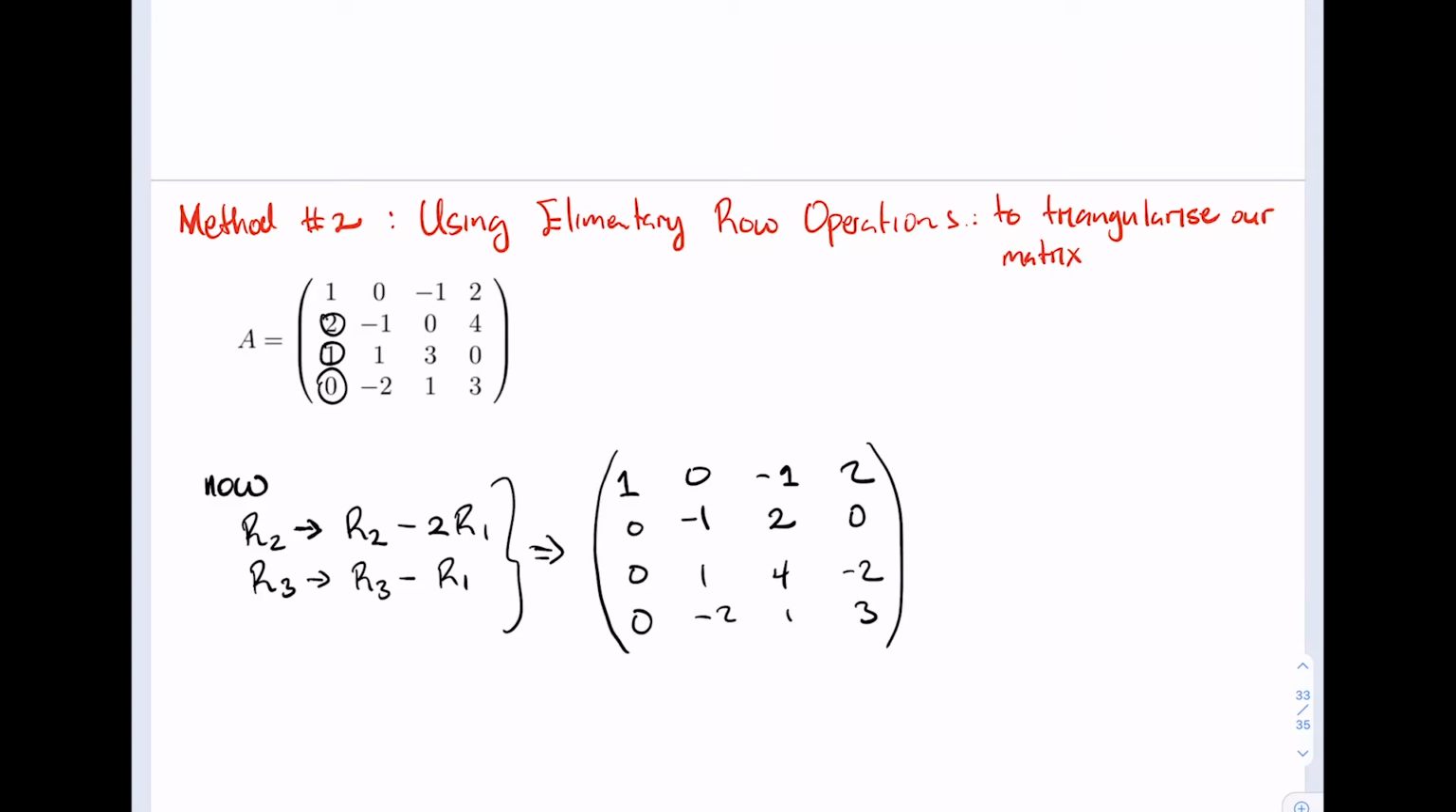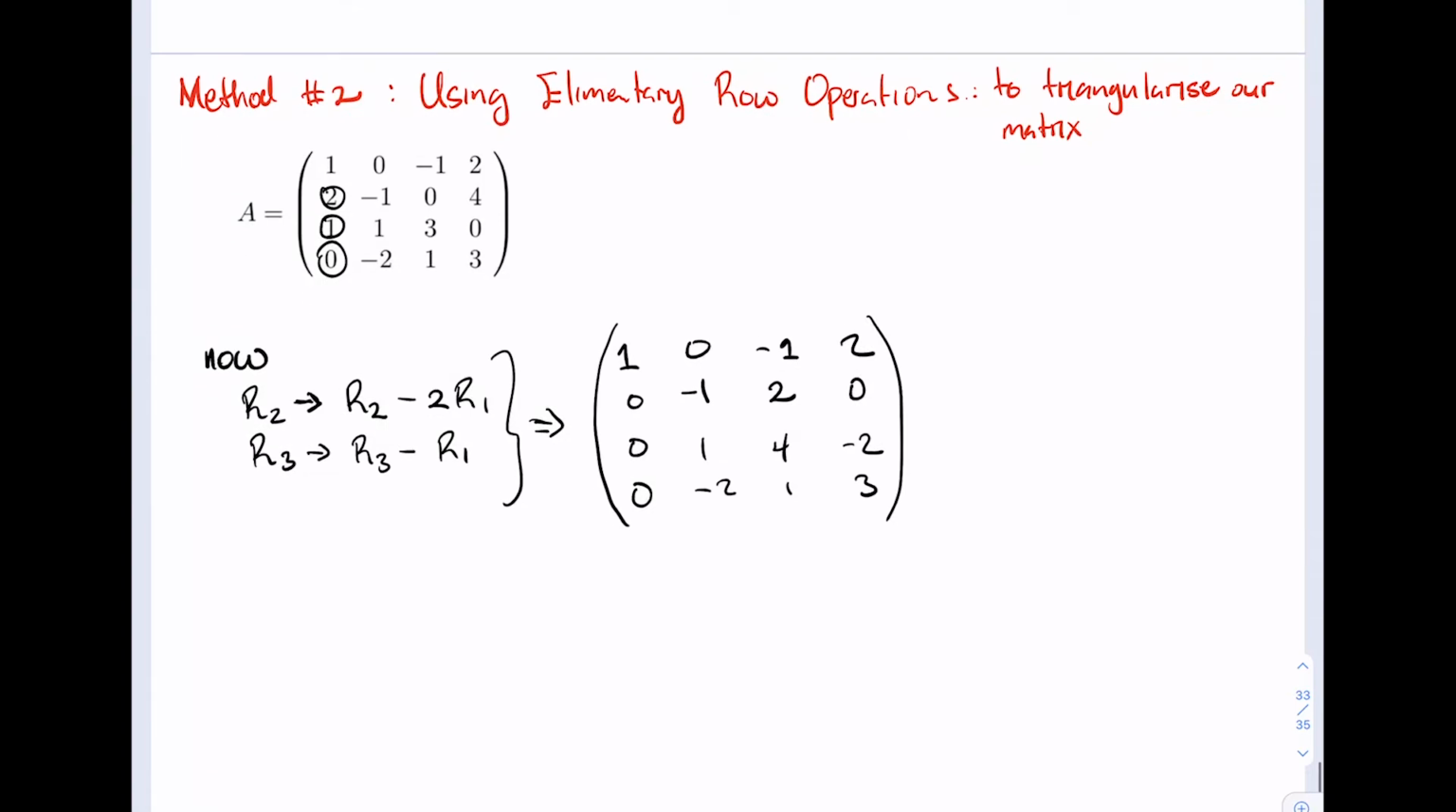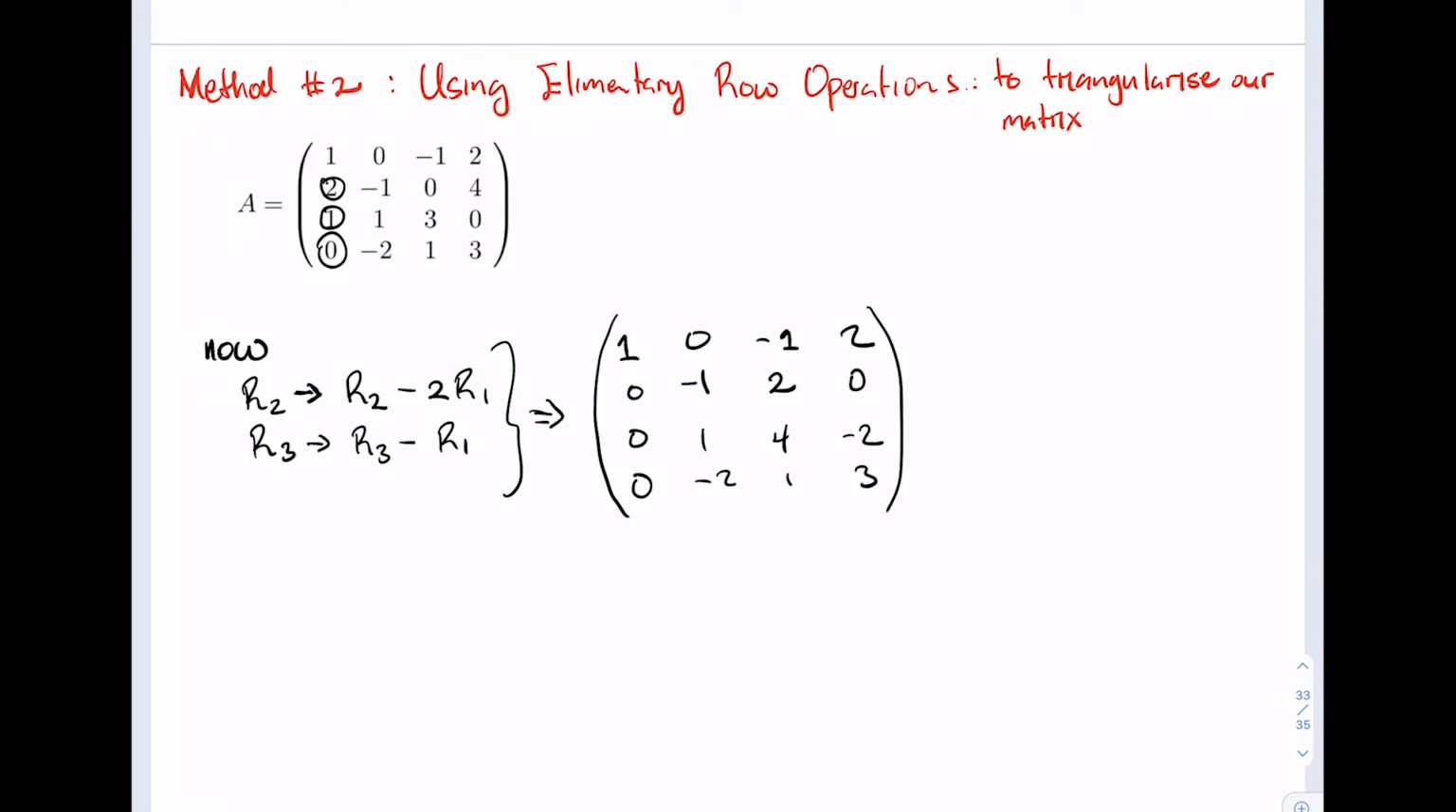So notice that this matrix is not the same matrix as A, right? But it is a transformed matrix, right? So we're transforming our matrix using the elementary row operations, right? The next set of operations I will perform now, I will try to eliminate this minus 2 and this 1, okay?